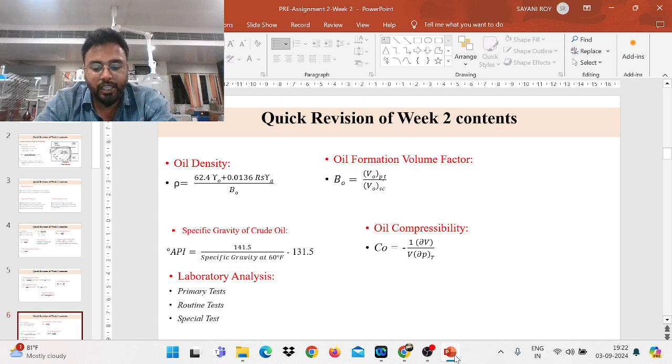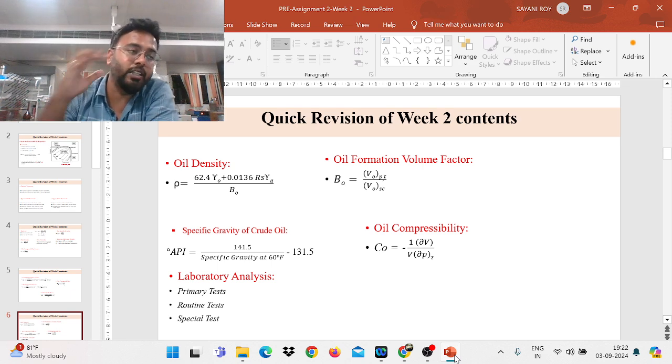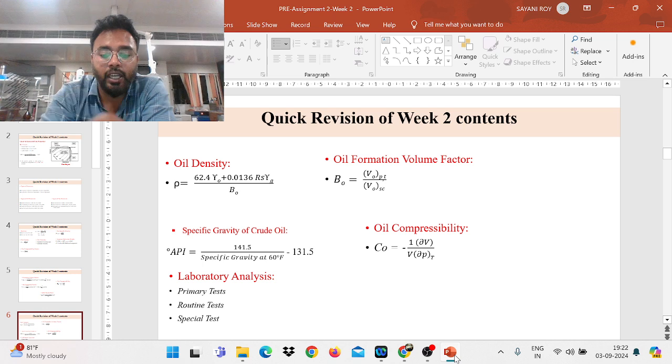Correlations are given by different scientists based on the experiments they have performed. Since there are many correlations, I haven't mentioned them in my slides. You have already studied them in your regular NPTEL class. So while solving the numerical, if you are using any correlations, I will be writing down the equations at that time directly.